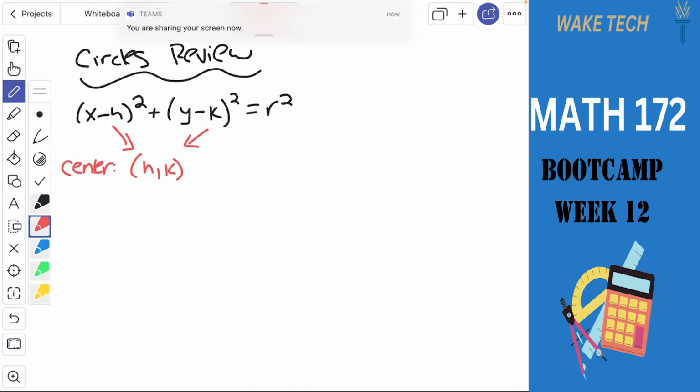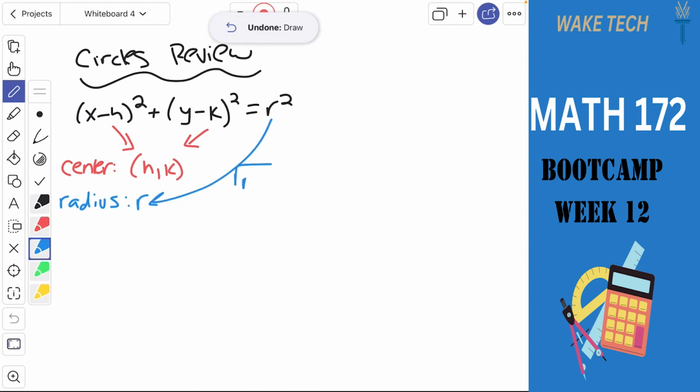So the center's at the ordered pair (h, k). The radius is r. But just keep in mind to remember that r squared is what's in the equation. So when we're calculating r, we should square root it. That's, again, all that was from last week. That was when you had your conversation about circles during class.